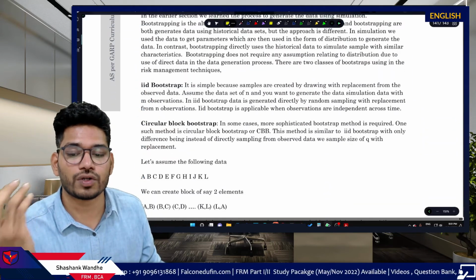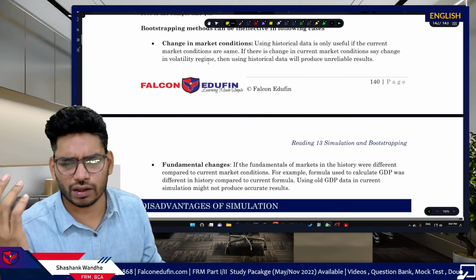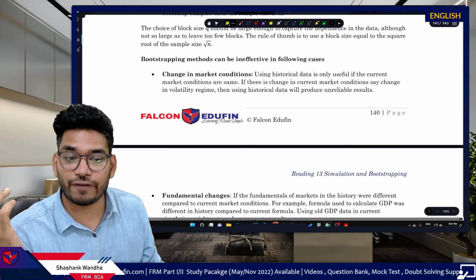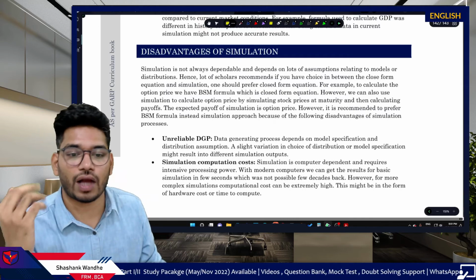Then bootstrapping, how bootstrapping works and how circular block bootstrap works. Again, a theoretical question can be asked on this area. Now, the bootstrapping method can be ineffective in the following cases. So these are the two cases where bootstrapping is ineffective. You have to understand that.